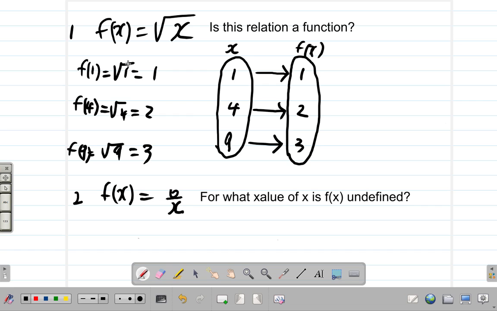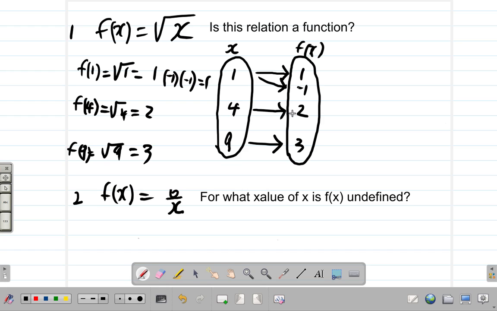But then the square root of 1 is a number that multiplies itself to give you 1. 1 times 1 is equal to 1. Okay, fair enough. But then we can say that negative 1 times negative 1 also gives you 1. So 1 is also mapped to negative 1. So here, the same argument applies to 4 and 9.